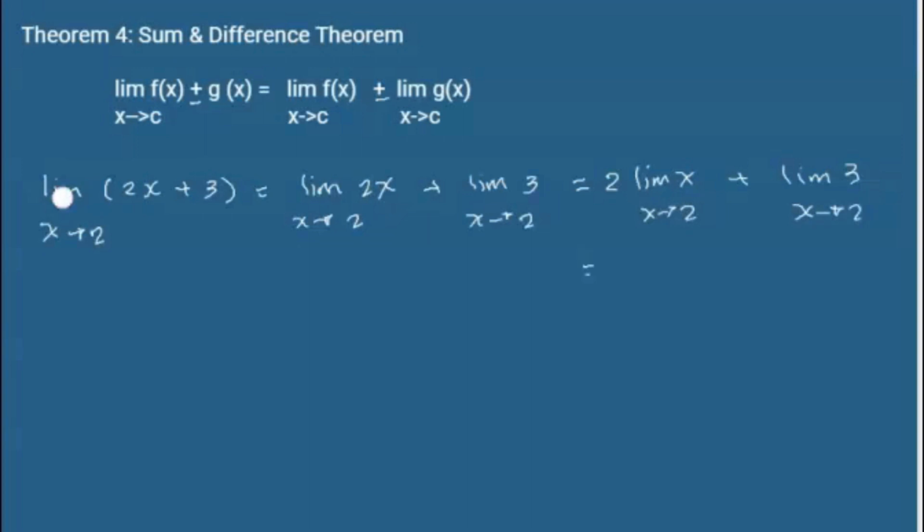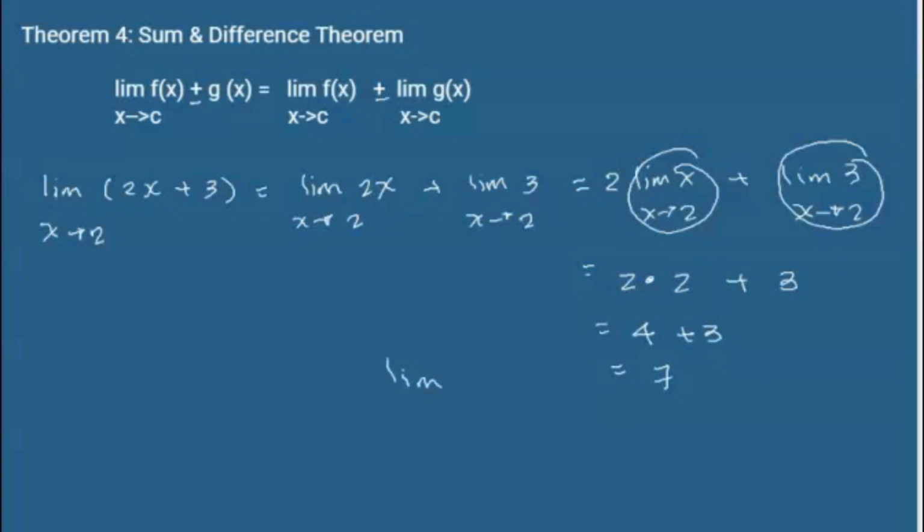So we know the answers here. So 2 times, the answer here is 2, plus, and here we know the answer is 3. So 2 times 2 is 4 plus 3. Therefore, the answer is 7 for the limit of 2x plus 3 as x approaches 2.